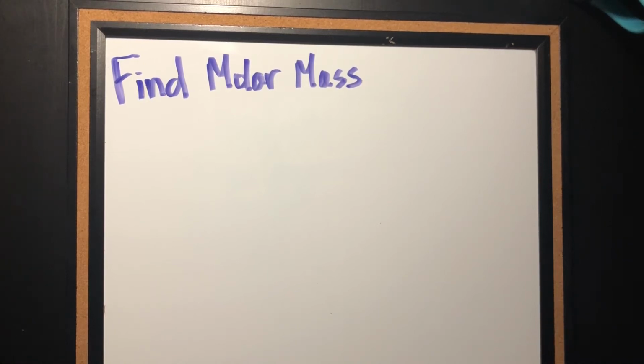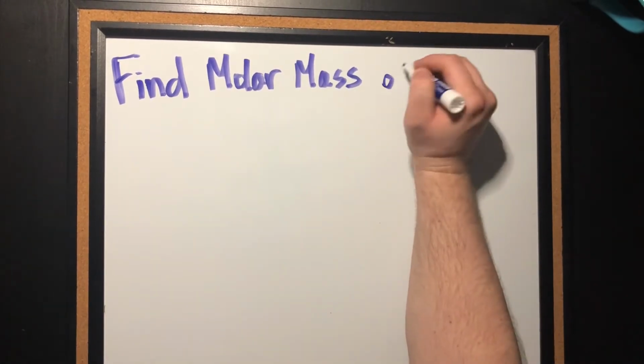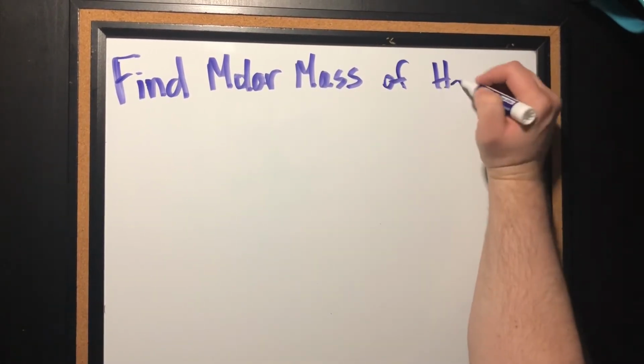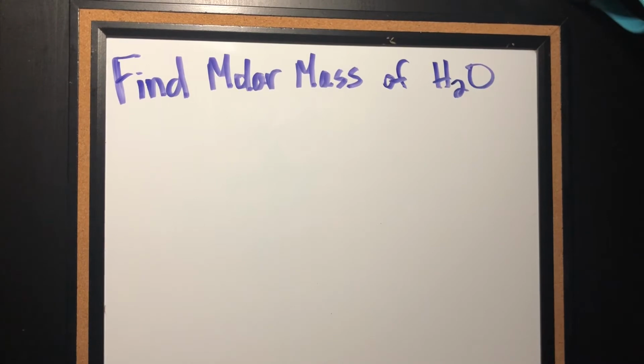All right, first up, we're going to find molar mass. Let's go ahead and just use a molecule that we're familiar with, H2O. The cool thing about molar mass is that we can actually use the periodic table to figure this out. Everyone has a periodic table on Schoology. I posted another PDF of it.